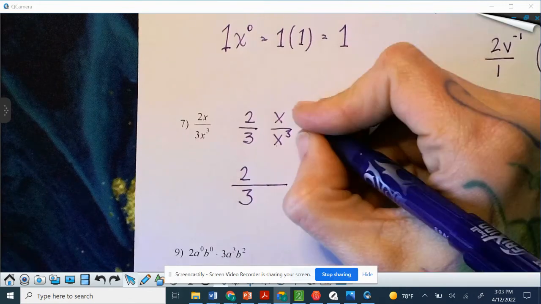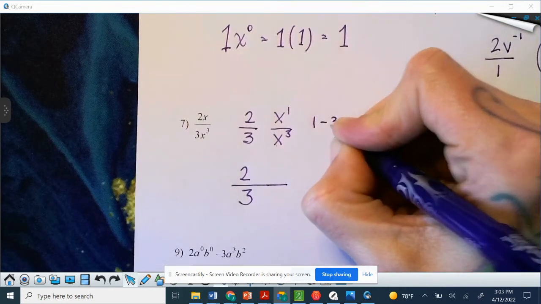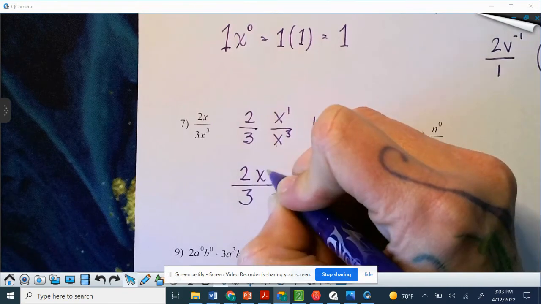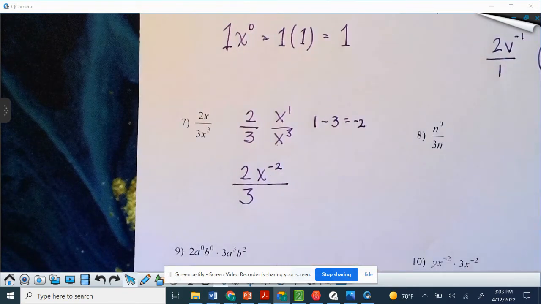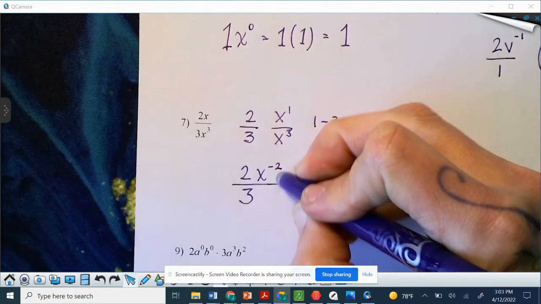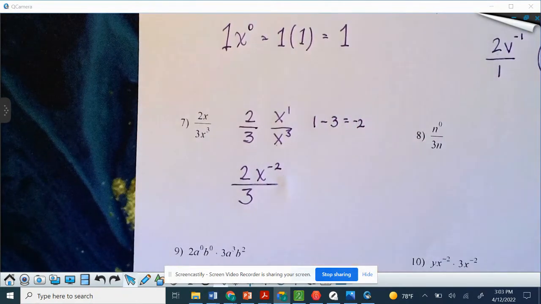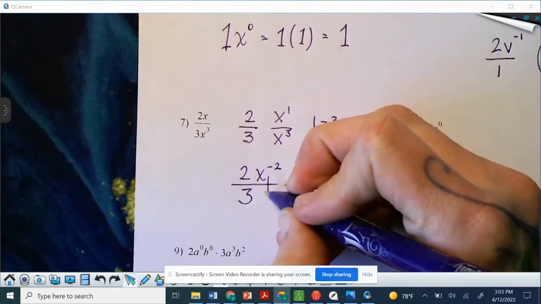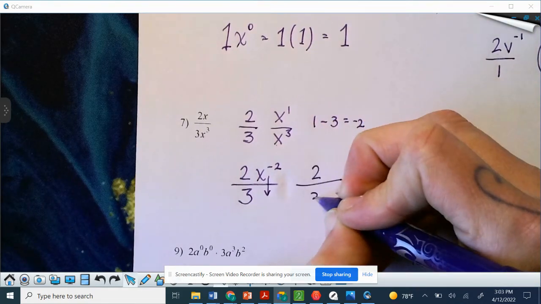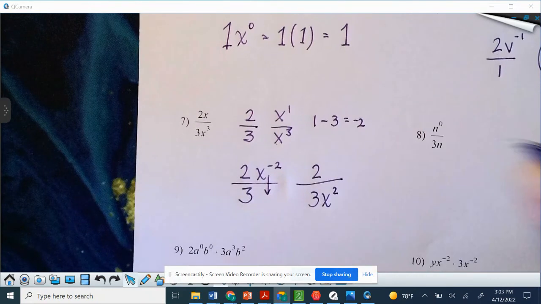So that's a 1. So 1 minus 3 is going to give me a negative 2. So I now have x to the negative 2. Again, we're up in the numerator, so we're up at the top, being negative. So we're going to drop it like it's hot and make it positive. So it ends up 2, 3x squared is now on the bottom.